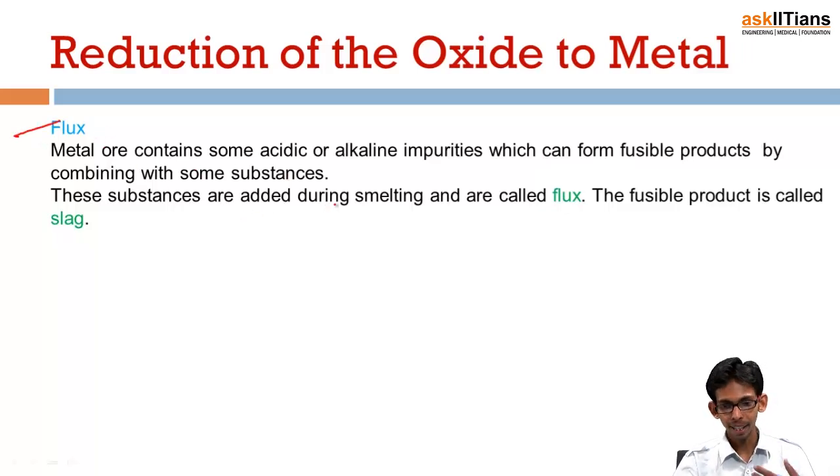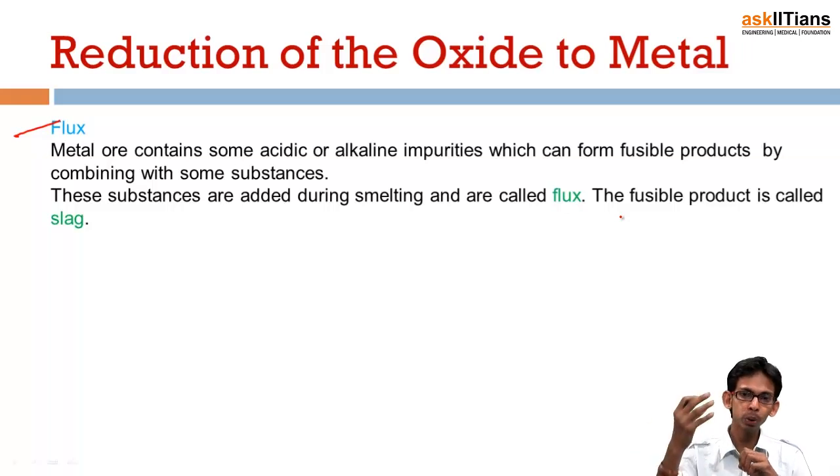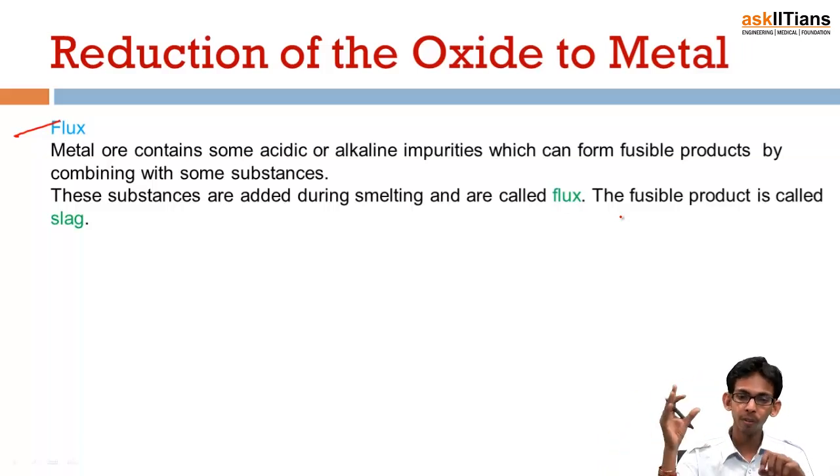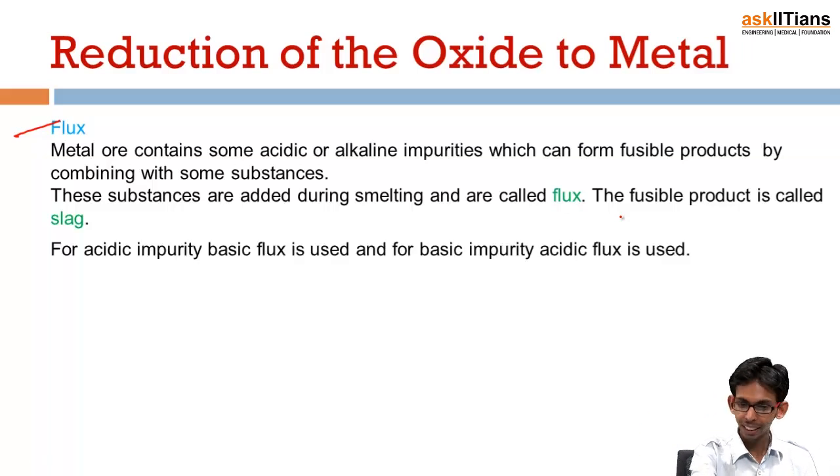These substances added during smelting are called flux. The fusible product is called slag. If there is some impurity present in combined form along with the metal ore, it would be either acidic or basic. So we add some special type of substances which fuse with those impurities and bring them out in the form of slag, and whatever was added is known as flux. For acidic impurity we use basic flux, and for basic impurity we use acidic flux.